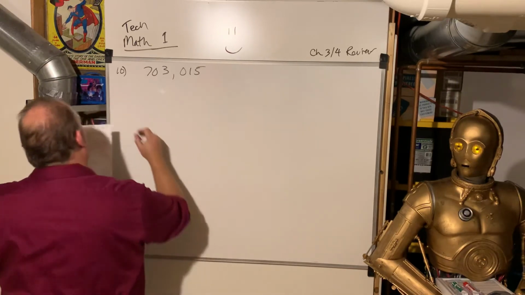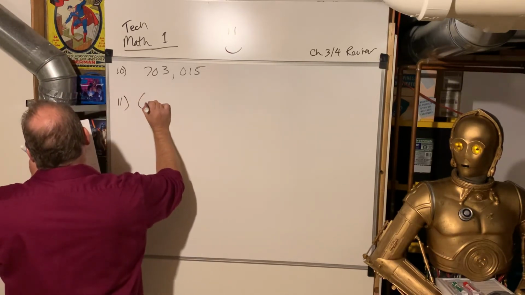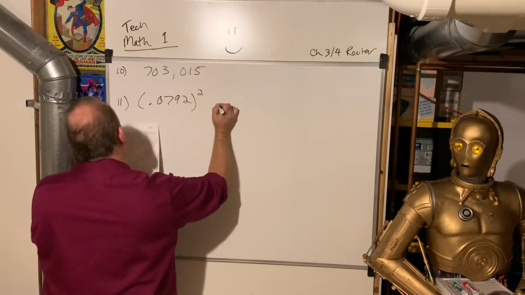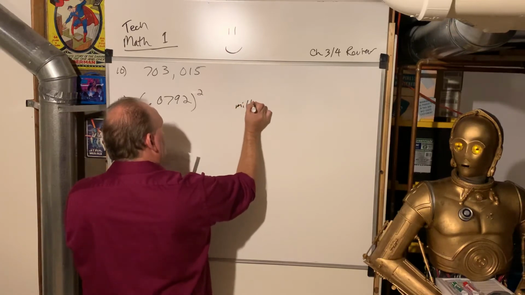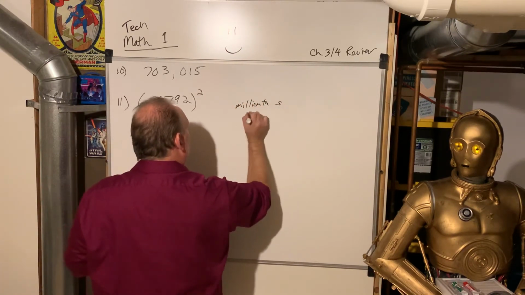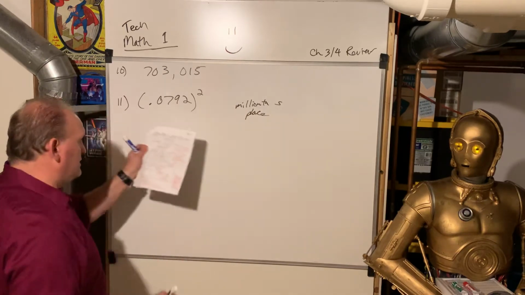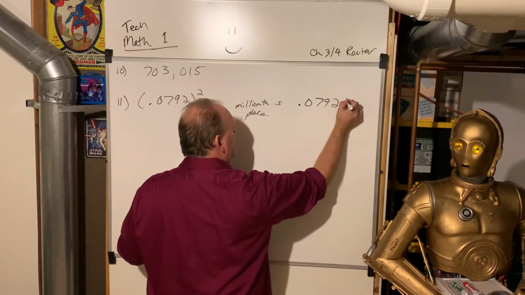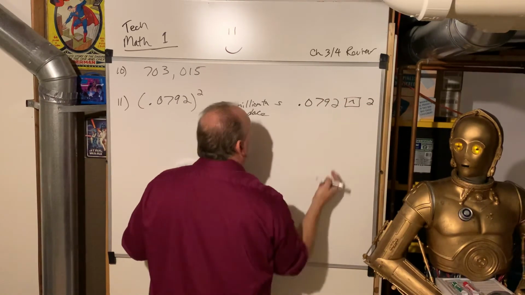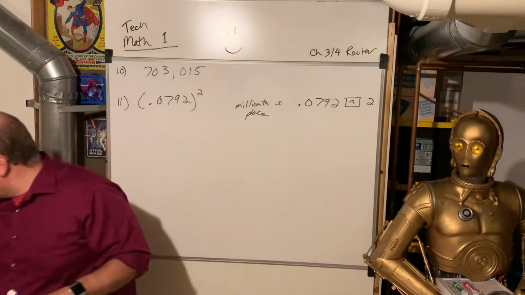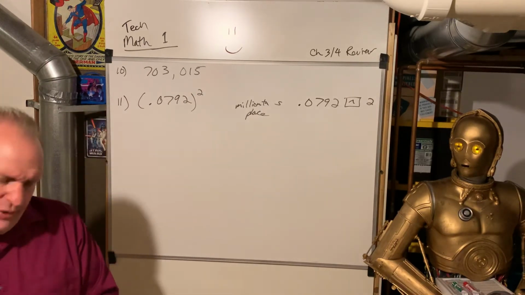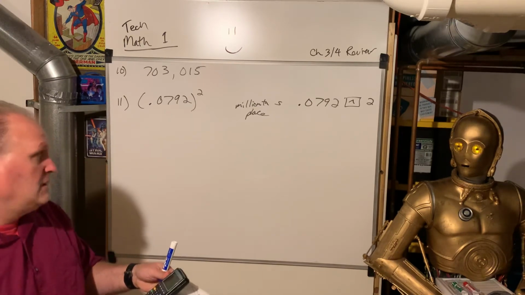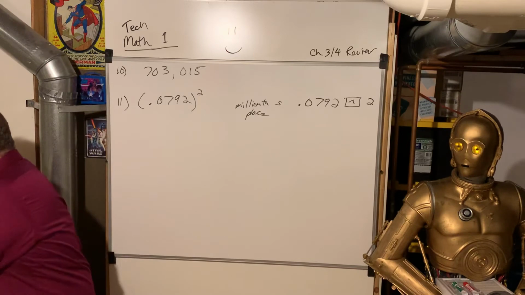All right. 11, they want us to take 0.0792 and square it and then round to millionths place. So we put that in our calculator. To put that in your graphing calculator, 0.0792, you hit the caret key and then hit 2. Or, you know what, I think it also has an x squared key. Yeah, you could just do that too. 0.0792 and then hit the x squared key and then hit enter. And so either one.